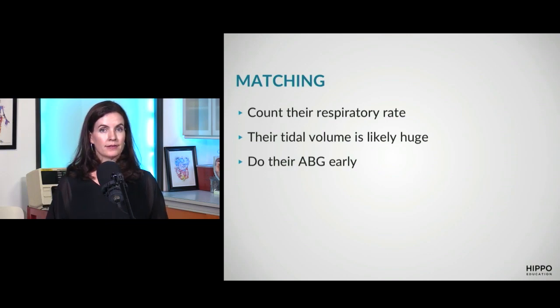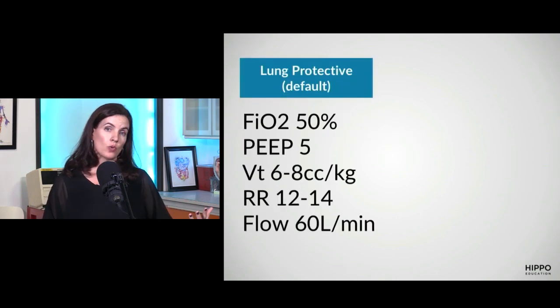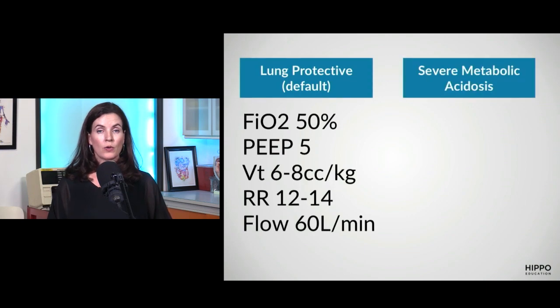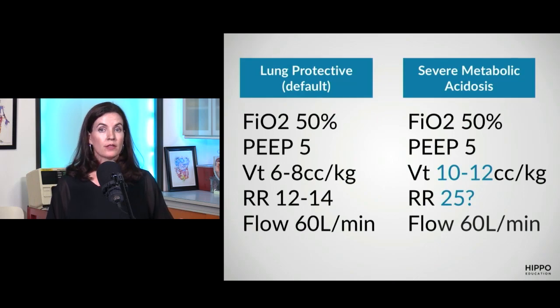So if our normal settings are like this, FiO2 50%, PEEP of 5, tidal volumes of 6 to 8 cc's per kilo, resp rate 12, and a decent flow, when we're setting somebody with severe metabolic acidosis, you're taking the tidal volume way up. These people are not getting lung protective ventilation anymore. You're starting them at 10 or 12 cc's per kilo, knowing that they are at risk of barotrauma. You may end up putting chest tubes in these people, but they need that huge tidal volume to compensate.